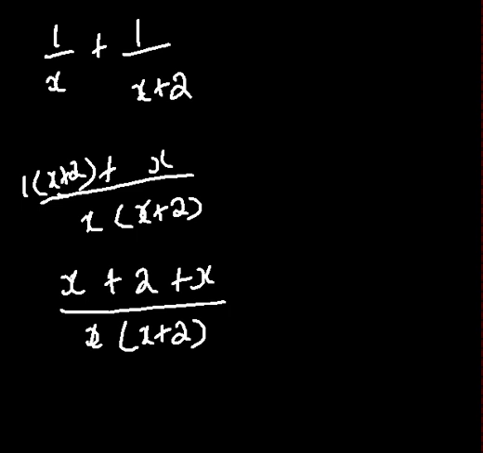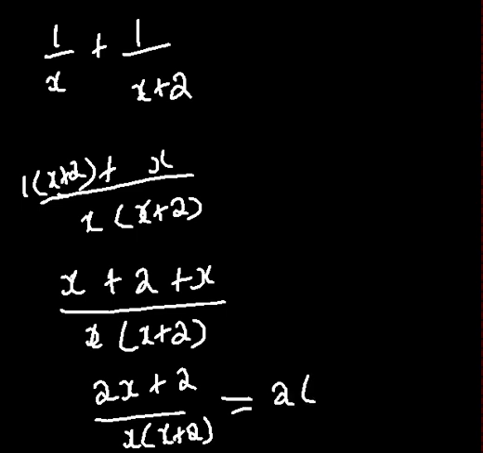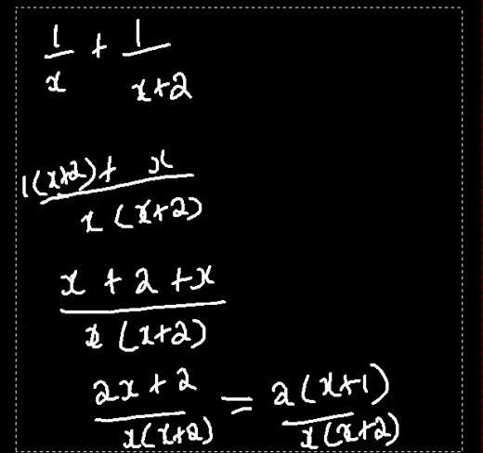So in this case, the like terms will have it as 2x plus 2, and then divided by x times x plus 2. And of course, we can factorize on top there. We'll have it as 2 times x plus 1, and then divided by x times x plus 2. So we'll have that. So how do you think if we can have this?